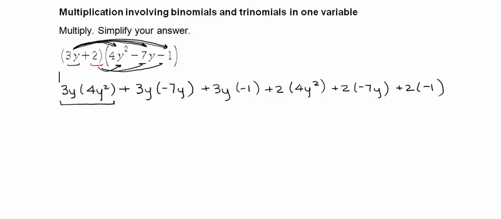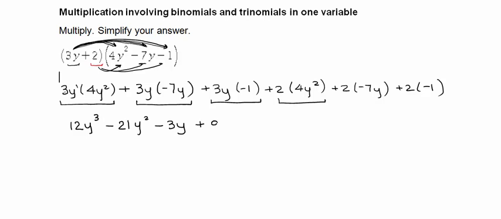So here, let's take a look. That's my first term. So I have 3 times 4 gives me a 12, and I have y to the 1 times y squared gives me a y cubed. My second term, I have a 3 times a negative 7, so that's going to give me a negative 21 for the coefficient, and I have y squared. The third one, I have 3y times a negative 1, so I just have a negative 3y. This term, I have 2 times 4 gives me a positive 8y squared. 2 times negative 7 gives me a negative 14, and I have a y there. And my last term is 2 times negative 1, which just gives me a negative 2.